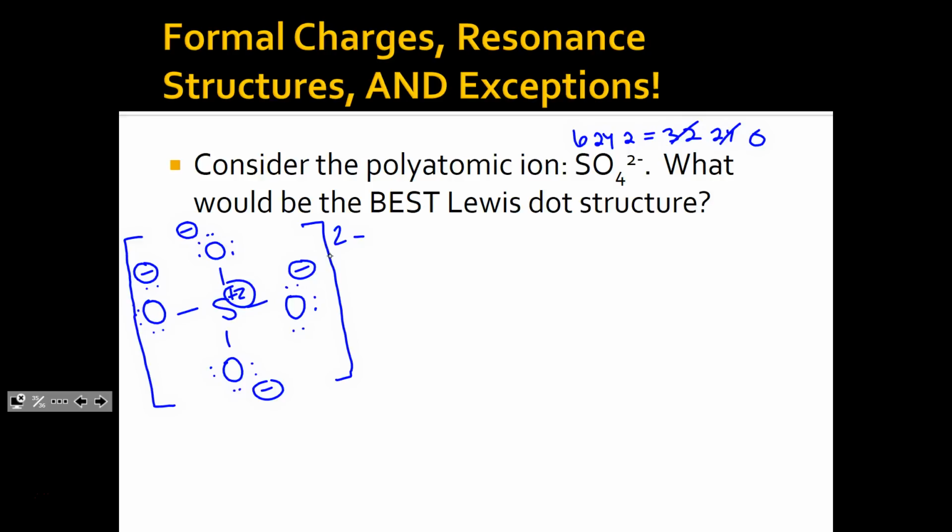You might be thinking, what can I do? Remember the exception that sulfur, since it's in row 3, can have an expanded octet. Because it can have an expanded octet, it can take some electrons from one of the oxygens and turn it into a double bond. I'm just going to choose the oxygen on the right here, and take these 2 electrons and move them into a double bond. Here's what you'd end up getting: a double bond between sulfur and this oxygen over here, and the other oxygens still single bonded. So you get those added in here.